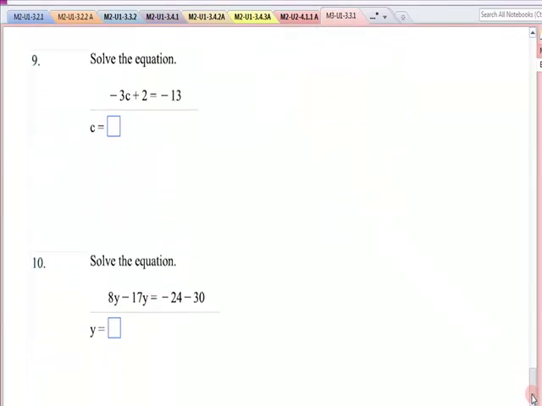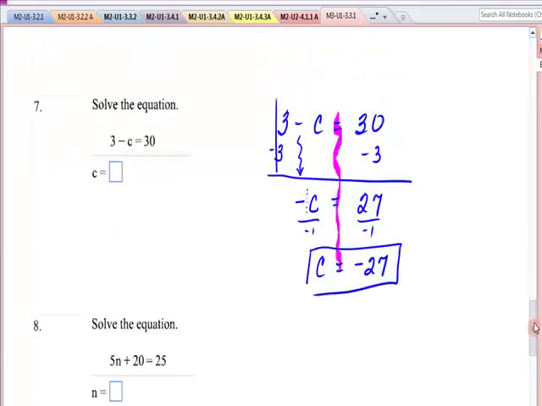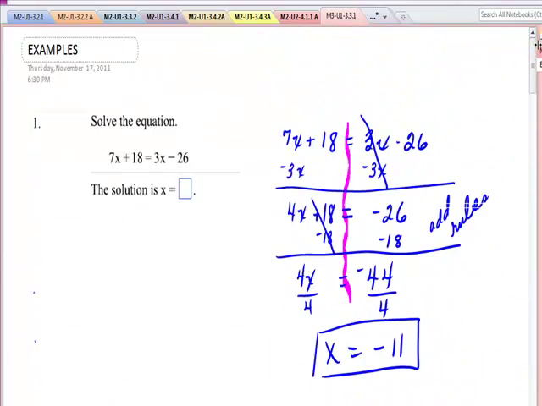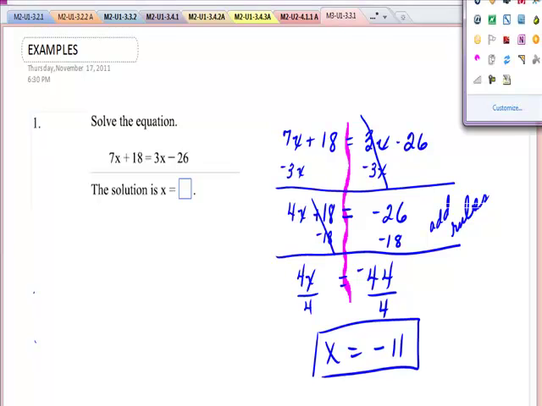Okay, I don't think that there's anything that we really need to do in these last ones. I think it's repetitive, so hopefully that was some nice review for solving equations with integers.